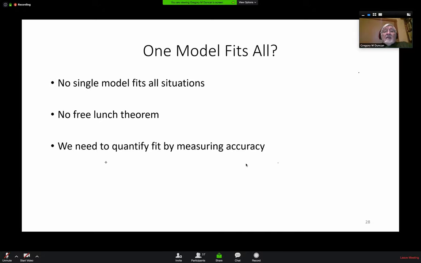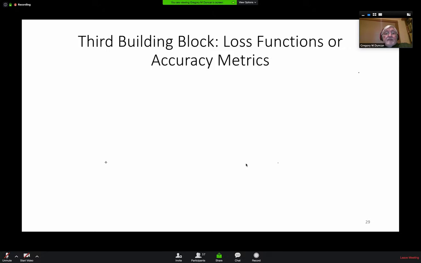Also, we need to quantify fit by measuring accuracy. It turns out what we use to quantify fit is going to affect what model we use. And you'll see that in the next lecture. The third building block of this analysis are loss functions or accuracy measures.